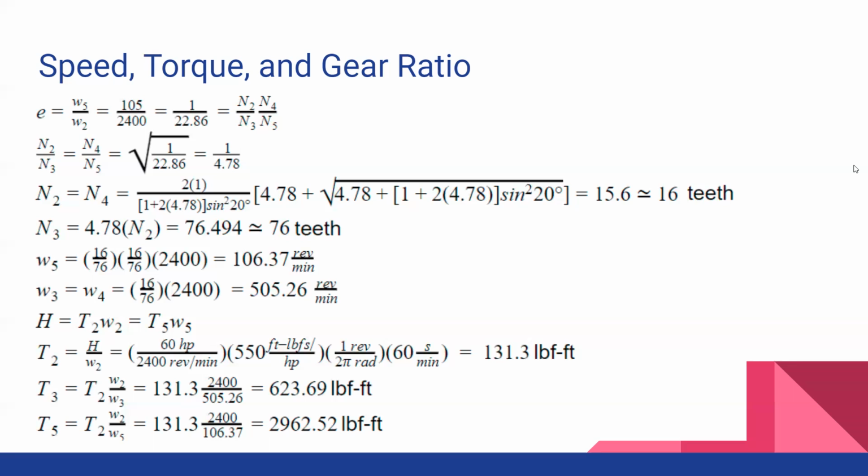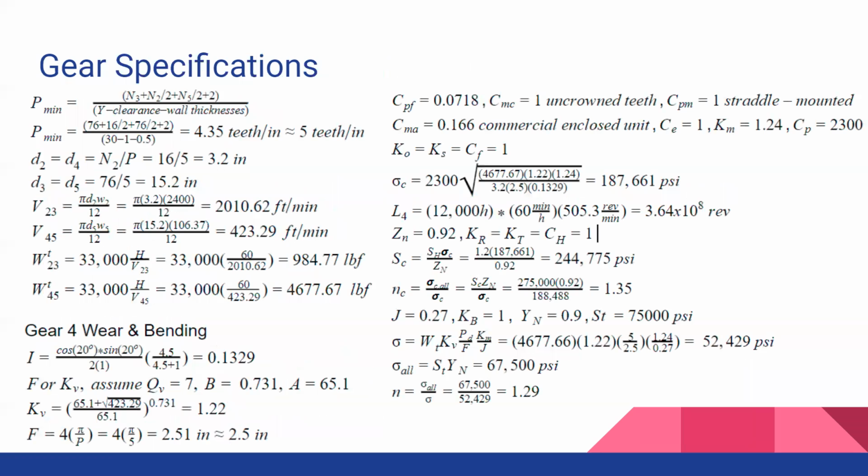The torque on gear 3 was found by the input torque times the input speed divided by the speed of gear 3, which we found to be 623.69 pound-force per foot. Torque on gear 5 was found to be the input torque times the input speed divided by the speed of gear 5, which we found to be 2,962.5 pound-force per foot.